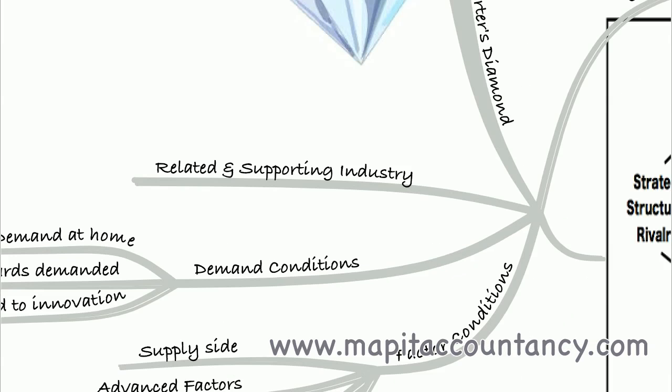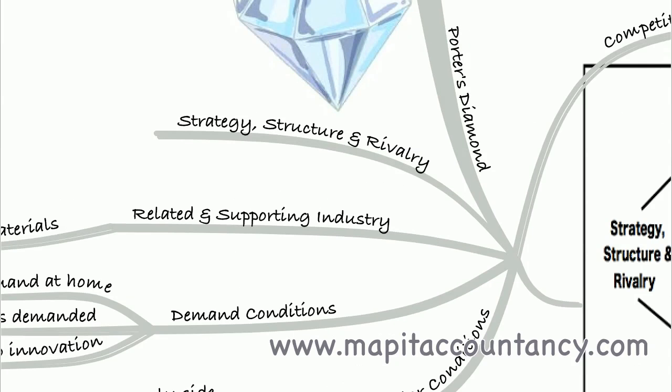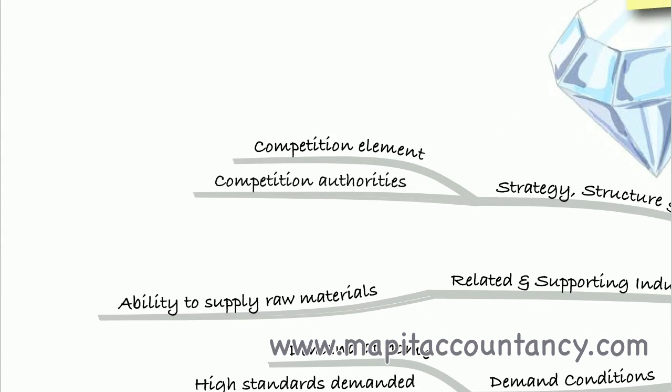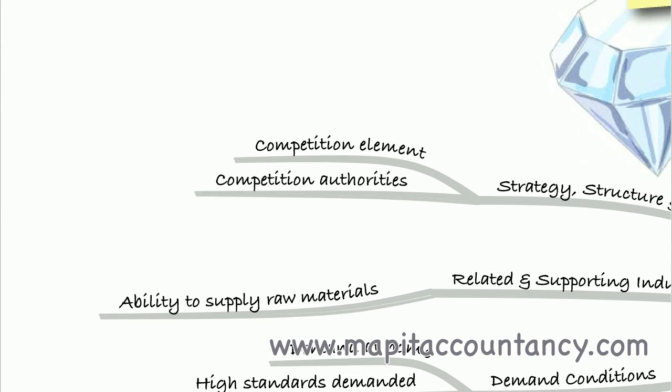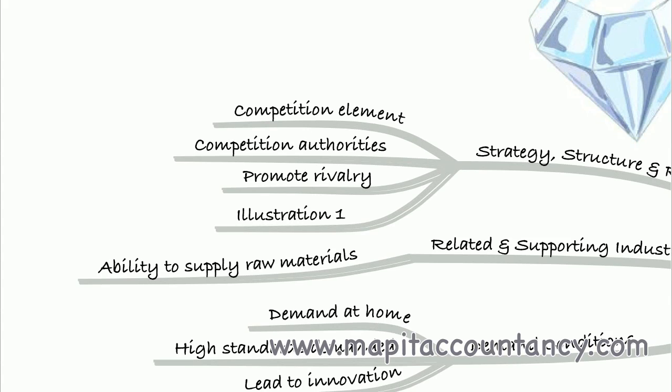Related and supporting industry, well, this is thinking about the ability of that country to supply you with the raw materials you require to actually produce the products, or will you have to import those raw materials? And strategy, structure and rivalry within that nation is the competitive element. So that will feed into things like the competition authorities and whether they promote rivalry within that location. So we looked at Porter's Diamond in illustration 1.